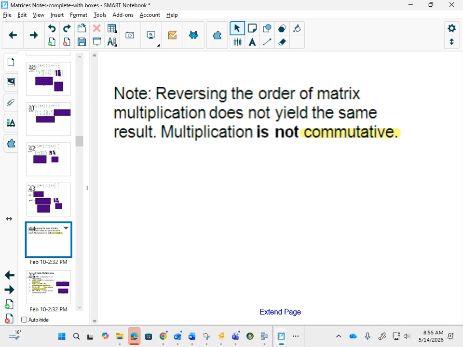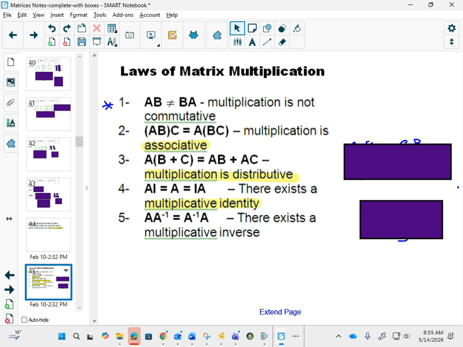Here we go. The laws of matrix multiplication. Number 1 is not true. A times B is not B times A. Okay. A times A only works if it's a square matrix. Doesn't always work.